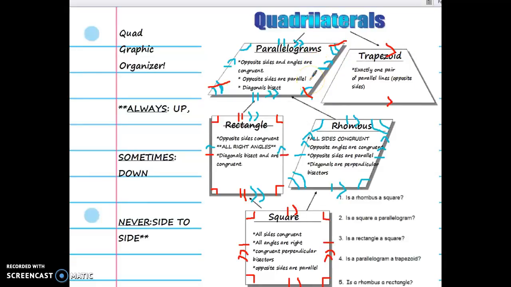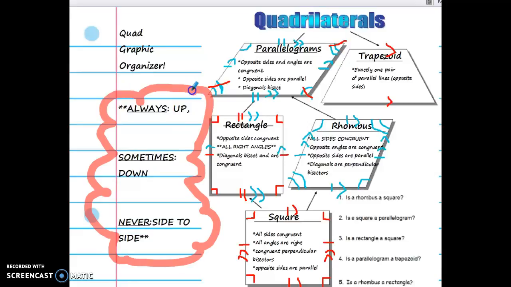So here's how the graphic organizer works. Notice how it says always up, sometimes down, and then never side to side. So let's say that we start here with a rhombus. We would say a rhombus is always a parallelogram because you're going up. A rhombus is always a quadrilateral because you're going up from rhombus to get to parallelogram and quad.